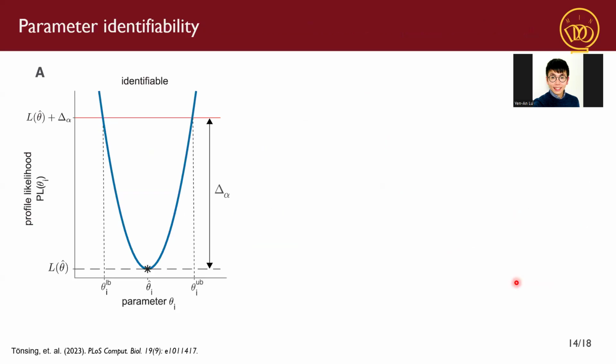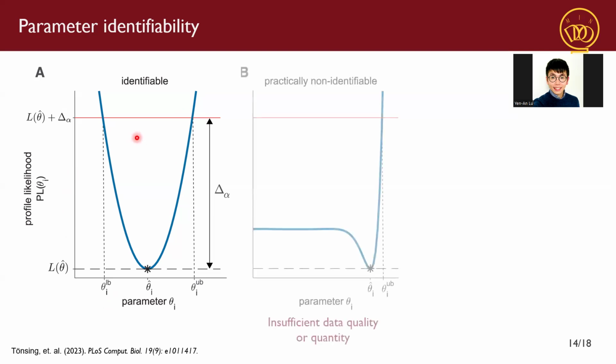There are three types of parameter identifiability. The first is identifiable parameters, where both sides of your profile likelihood reach the significance threshold. In other words, you have quite high confidence that the ground truth parameter actually lies in this confidence interval.